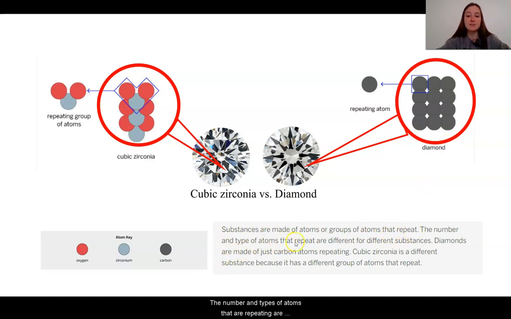We found out that substances are made of atoms or groups of atoms that repeat. The number and types of atoms that repeat are different for different substances. Diamonds are made of just carbon atoms repeating. Cubic zirconia is a different substance because it has a different group of atoms that repeat.